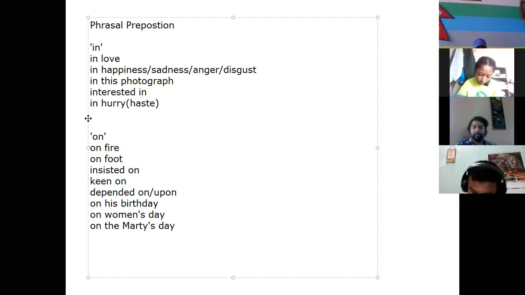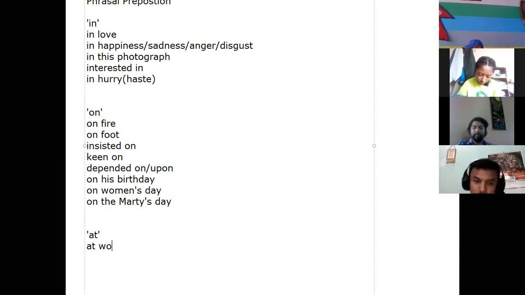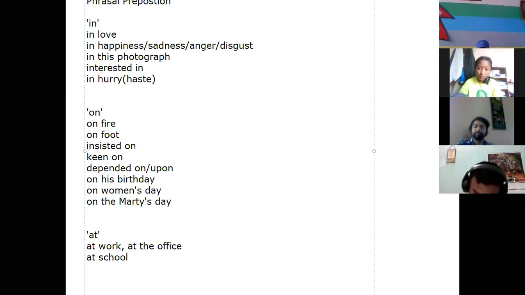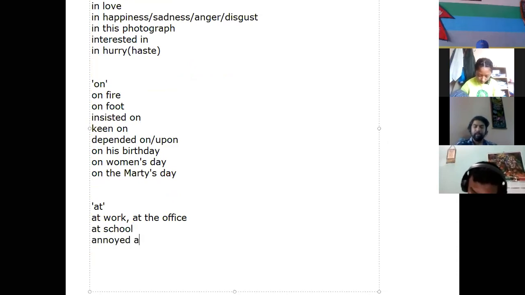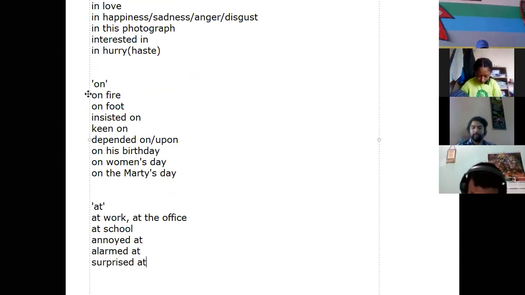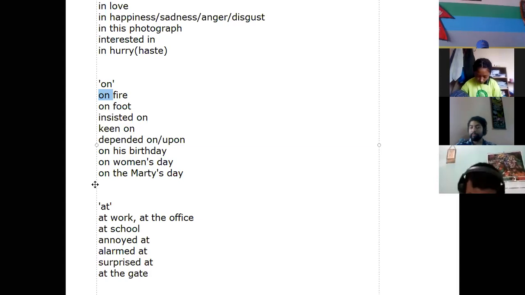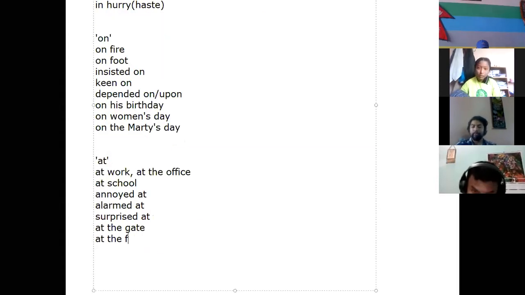When at kusai, at work, in the office, right? At school, annoyed at, alarmed at, surprised at the gate. Gate ma छ भने at the gate हुन्छ. यो कन्ट्रोल गर्नुपर्छ है. एक्जाम आउने टर्महरु यिनीहरु. At the gate, at the door.